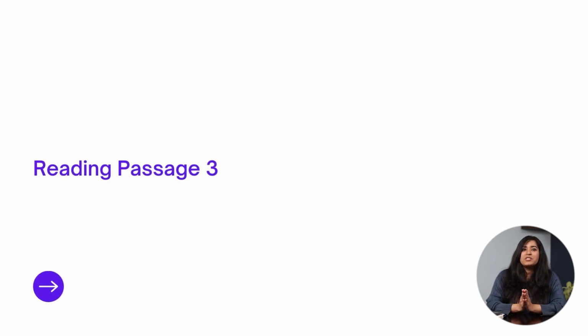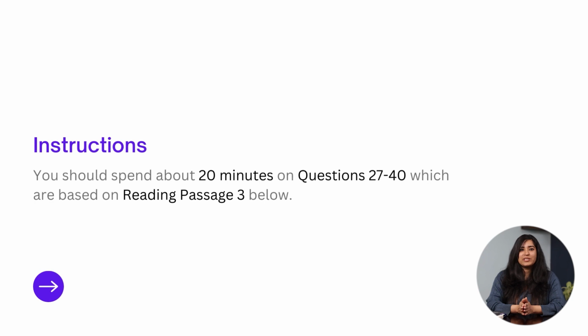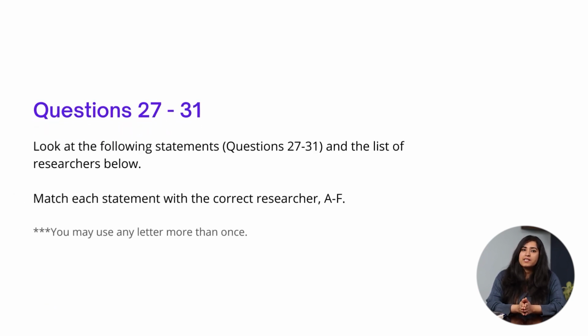All right, we've completed two thirds of this reading paper. Let's move on to the final passage, which will cover questions 27 to 40. We'll go through the first set of questions and instructions for this passage, which are questions 27 to 31. We'll look at the following statements, questions 27 to 31, and the list of researchers below. Match each statement with the correct researcher, A through F. Write the correct letter, A through F. Note, you may use any letter more than once.